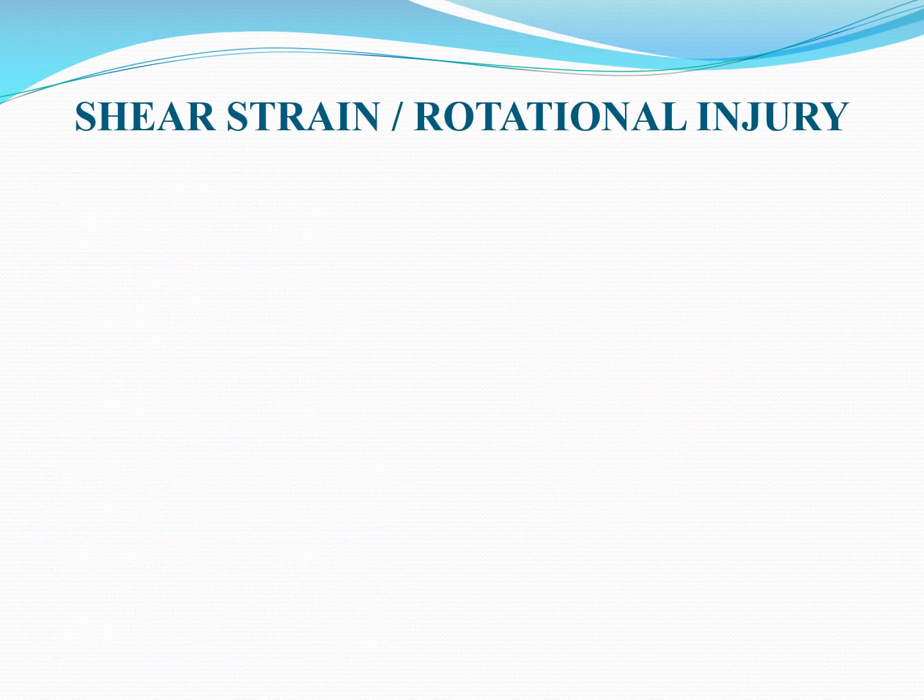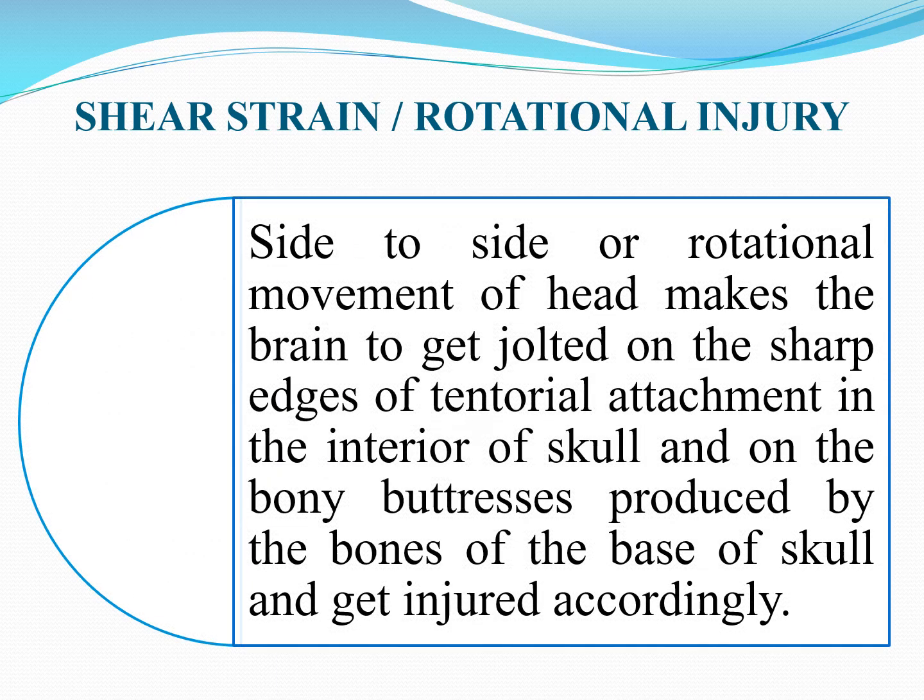Shear strain or rotational injury is due to the side-to-side movement of the head, which makes the brain get jolted on the sharp edges of the tentorial attachment in the interior of the skull, and in this way it is injured.